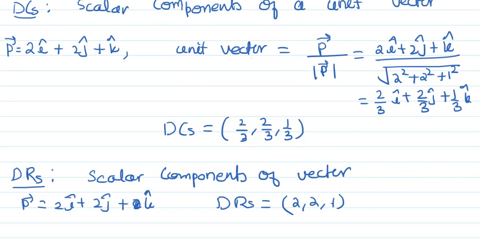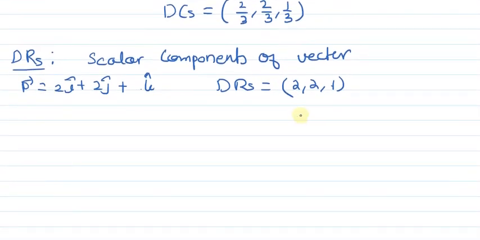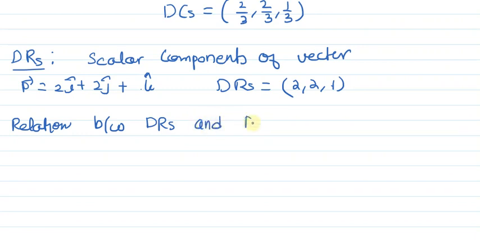So DRs can be many of a one vector. So DRs can be more than one of a vector. Like if we understand the relation between DRs and DCs, then we can understand better what do you mean by DRs, direction ratios.